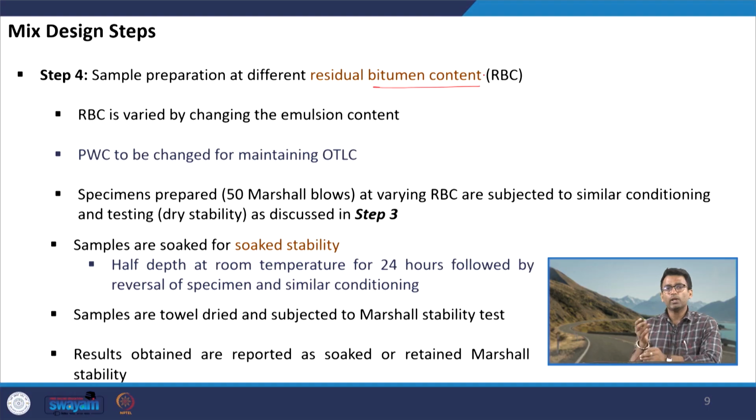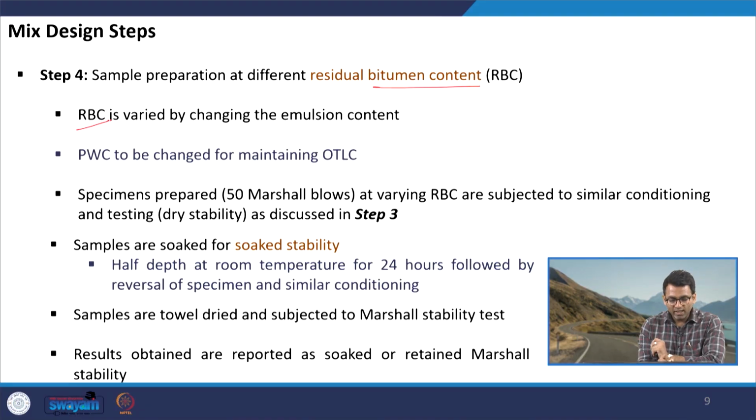Then what I do, we will prepare samples at different residual bitumen content. Now, you see what I am doing, I am just going in the other direction. Till now I was evaluating what should be the optimum total liquid content or water content in the mixture, and now once I have determined that, I am interested to find out what should be the optimum residual bitumen content. The residual bitumen content we determined only in the first step, which was termed as initial residual bitumen content, and in this step I am going to determine the optimum residual bitumen content.